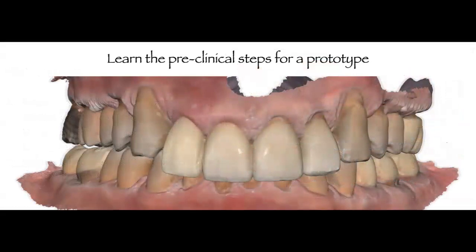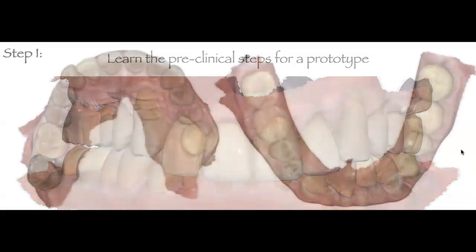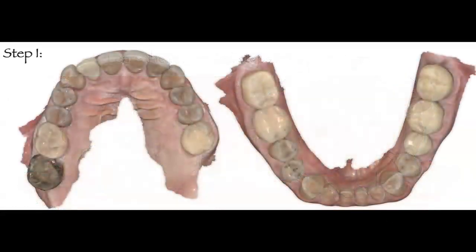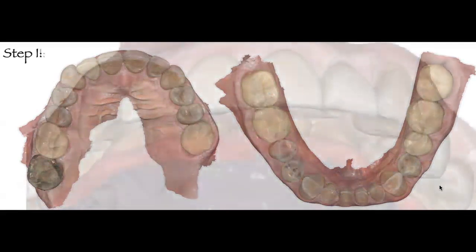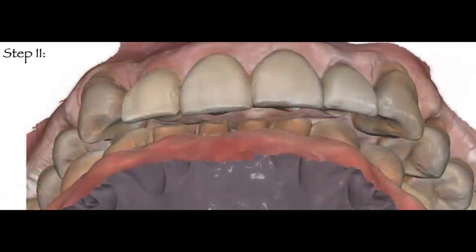Learn the preclinical steps for a prototype. So of course, step number 1 for something like this would be for us to have either impressions or a scan, like I'm having here, of the upper maxillary arch and the mandibular arch. Once we obtain the scans, and this is step number 1, or again just an analog impression, we either pour the cast or we go ahead and move to our second scan, which is going to be a scan of the bite.